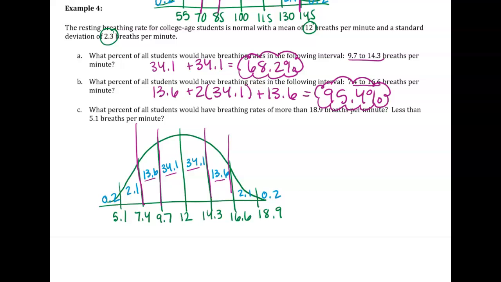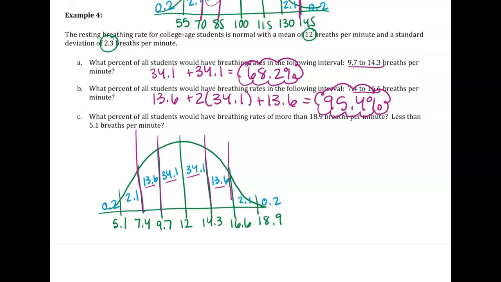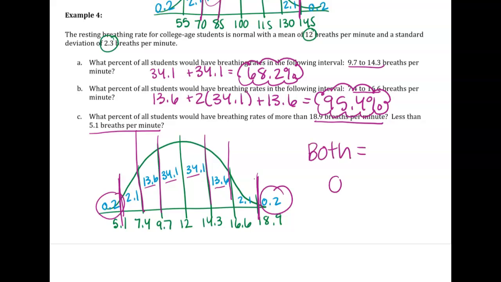Lastly, what percent of all students would have breathing rates of more than 18.9 breaths per minute or less than 5.1 breaths per minute? Well, more than 18.9 is 0.2%. Less than 5.1 is also 0.2%. So both equal 0.2%.